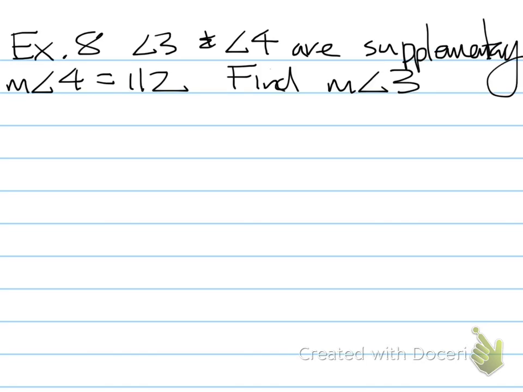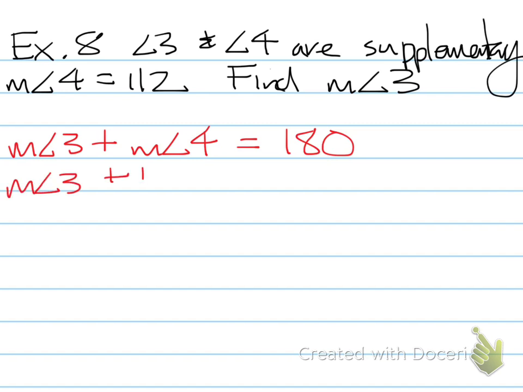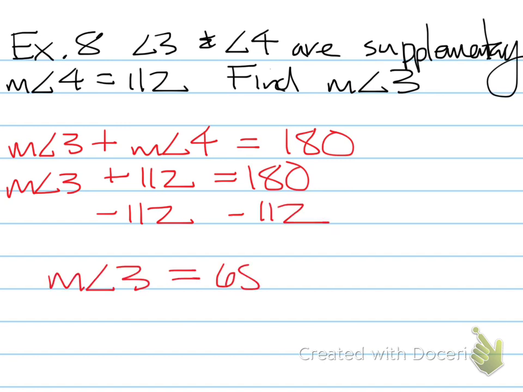For this example, we are told that the measure of angle 3 plus angle 4 is going to equal 180 since they're supplementary. We're told the measure of angle 4 is 112. So to solve for the measure of angle 3, we need to subtract 112 from both sides. The measure of angle 3 is 68.